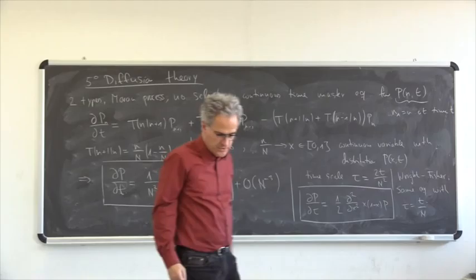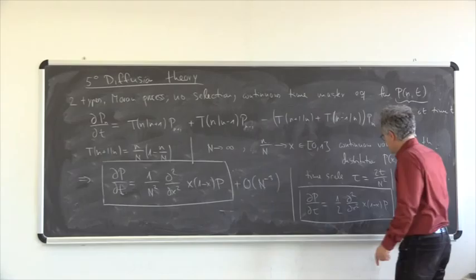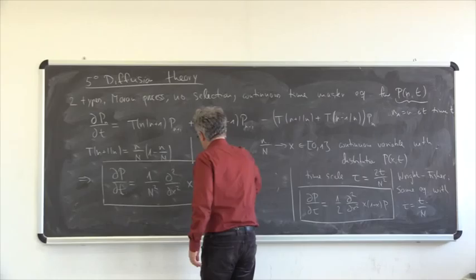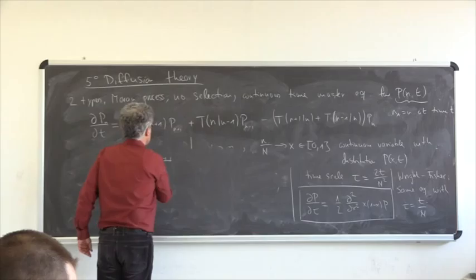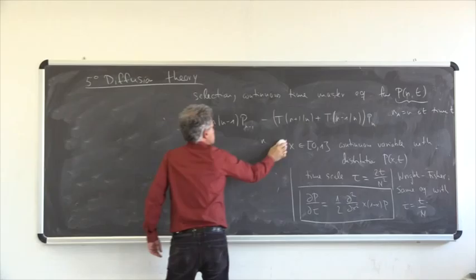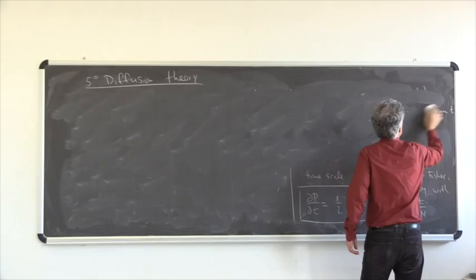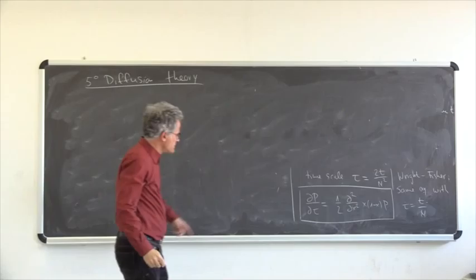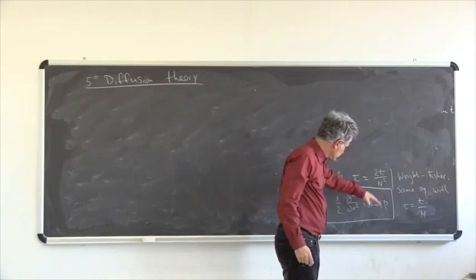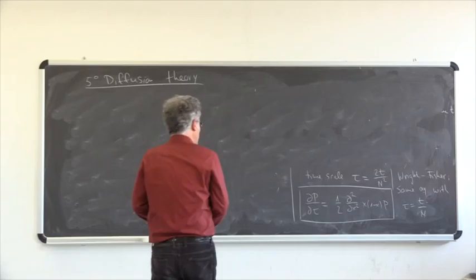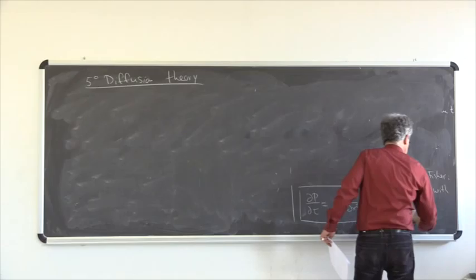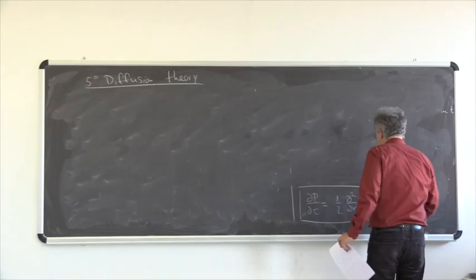Okay, so this is the key thing. So maybe I'll just leave it down here for the moment. And so you see, this has the form of a Fokker-Planck equation, if you will, but with an interesting-looking diffusion term. So let's look at some properties of this equation.